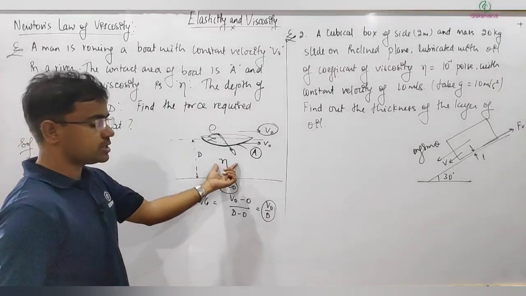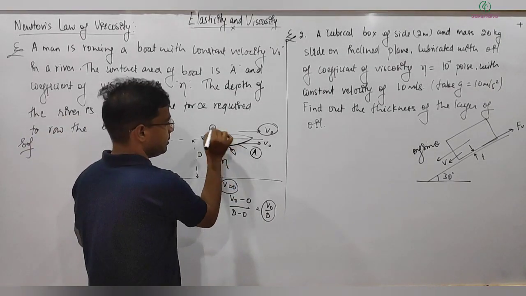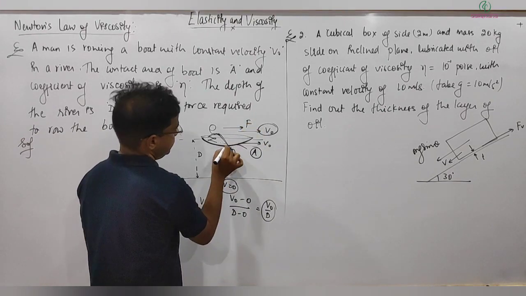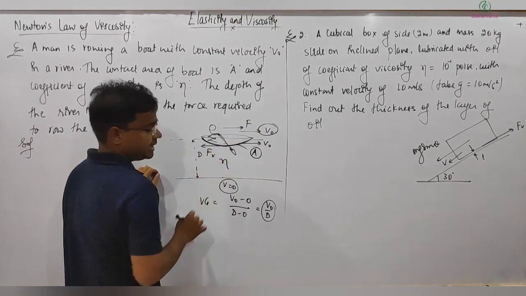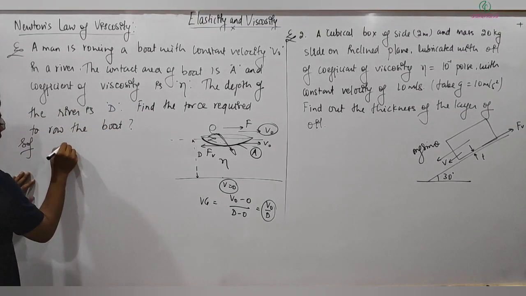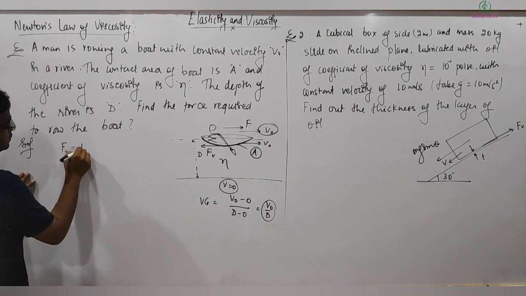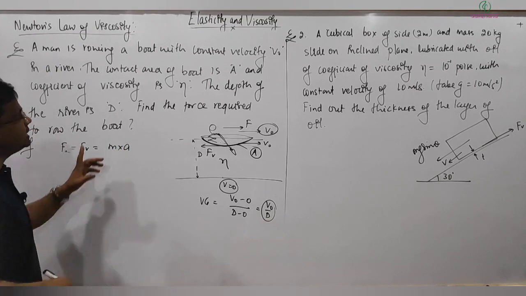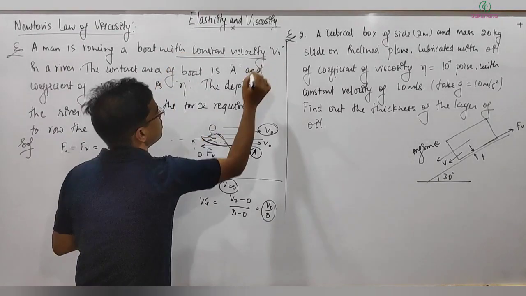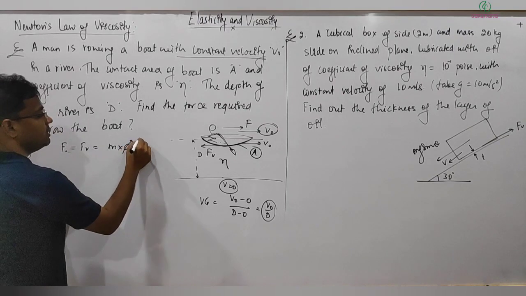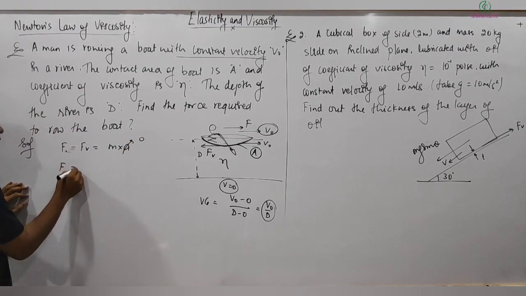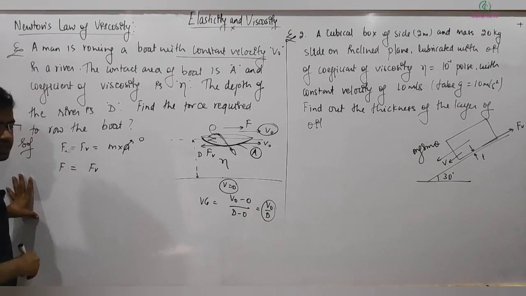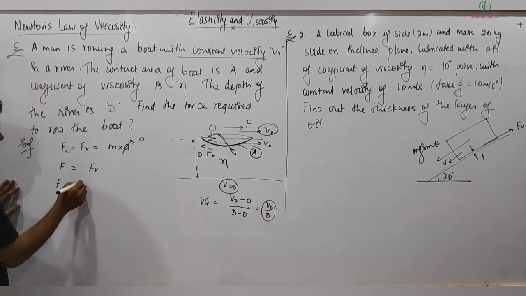And the coefficient of viscosity is... Here the man has to apply some force, let's say F, and backwards some viscous force will be acting. So we can write F minus F viscous should be equal to what? Mass of the boat multiplied by some acceleration, but it's mentioned it's rowing with constant velocity, so definitely a will be equal to 0. So that means the force required by the man should be equal to simply the viscous force.